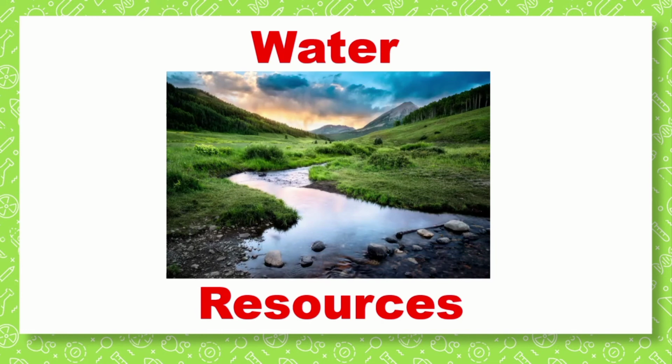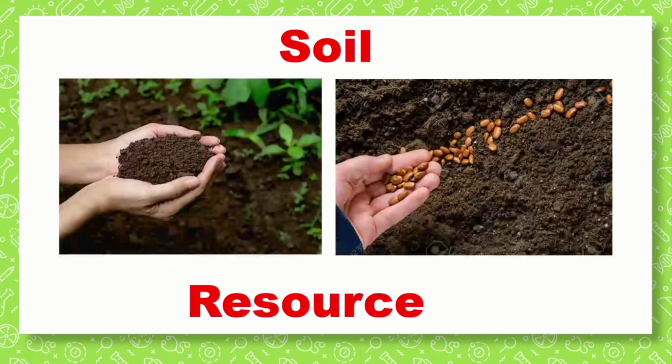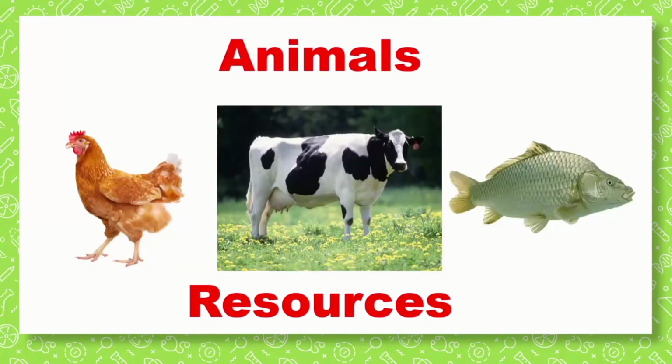Now let's name them again from the beginning. We need water as a resource. Water. Plants are a very important resource. Plants to grow fruits, vegetables, and cotton for our clothes. Plants. Soil. We need soil to grow plants. Soil is a resource. Sun. We need the sun. Humans, animals, and plants need the sun. So sun is a resource.